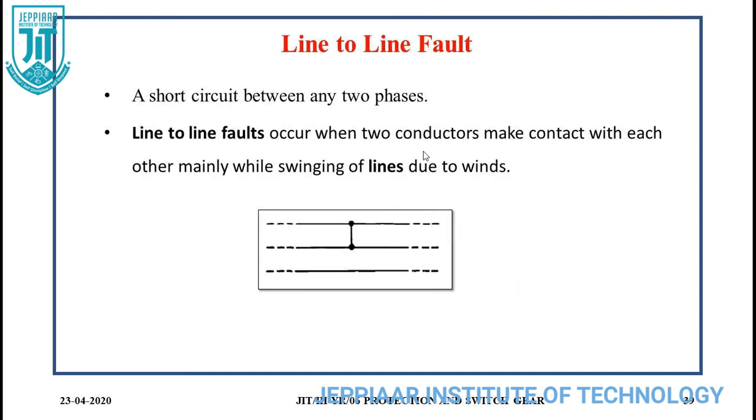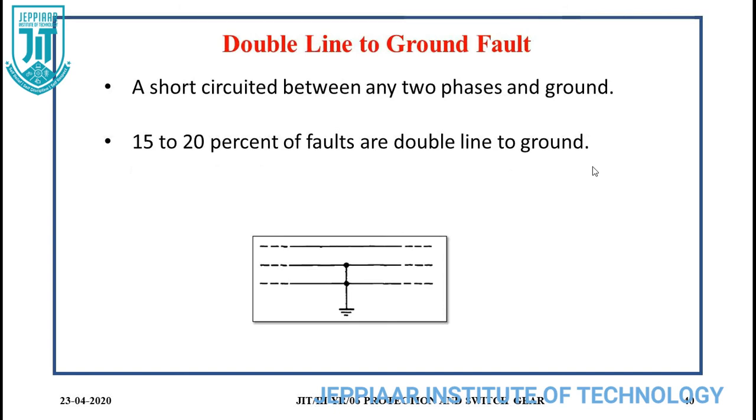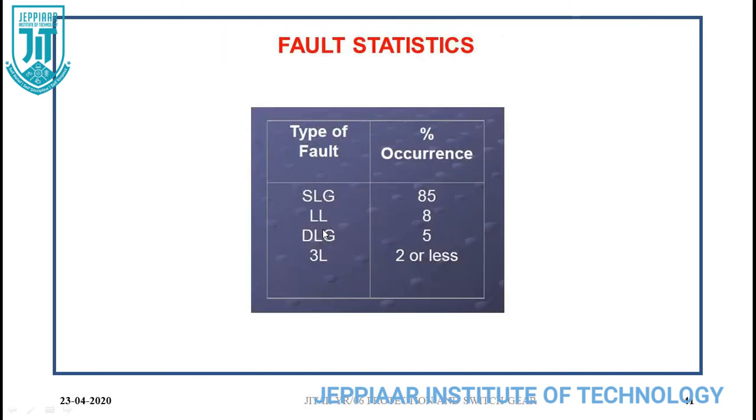Next one is line to line fault. A fault occurs between any two phases, RY or YB or BR. A line to line fault occurs when two conductors make contact with each other, due to heavy wind or swinging of lines. These two lines may touch each other, causing a short circuit between any two lines. Next one is double line to ground fault. A short circuit between any two phases and ground is a double line to ground fault. The occurrence of this type of fault is 15 to 20%.